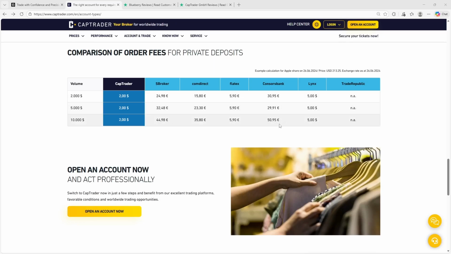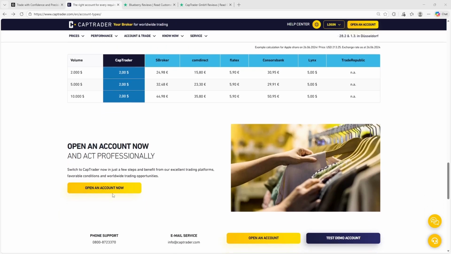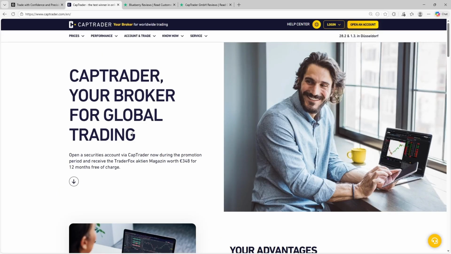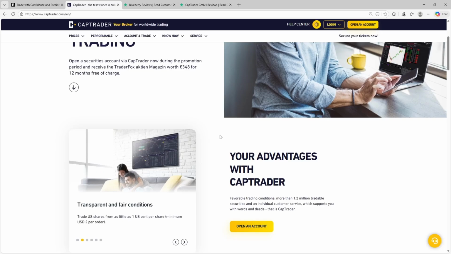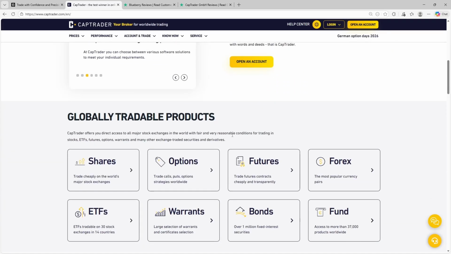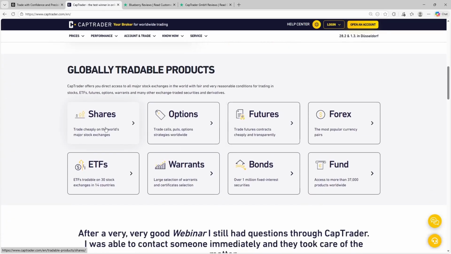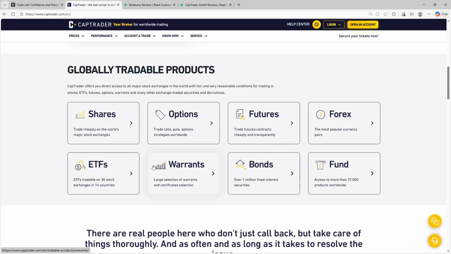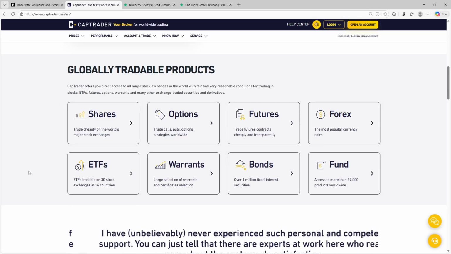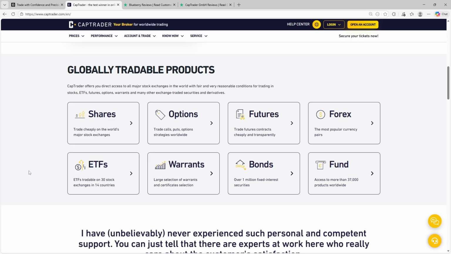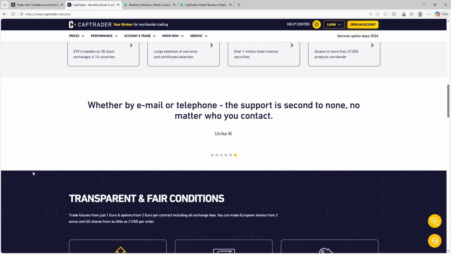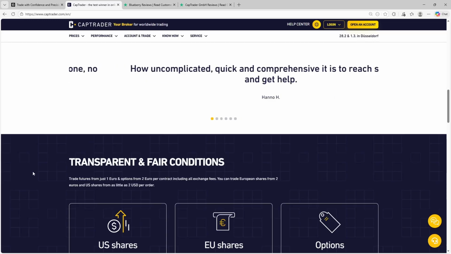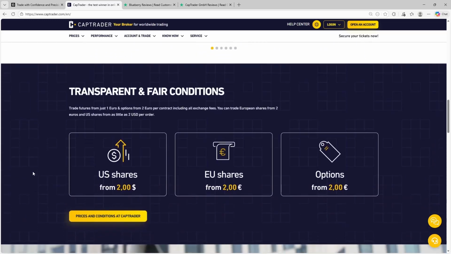From a features perspective, CapTrader offers access to more than 1 million financial instruments across dozens of global exchanges in North America, Europe, and Asia. This includes direct ownership of stocks and ETFs, advanced options strategies, futures, funds, bonds, and multi-currency trading. Unlike CFD brokers, assets are held directly in custody, which is critical for investors focused on ownership, dividends, and long-term portfolio growth.